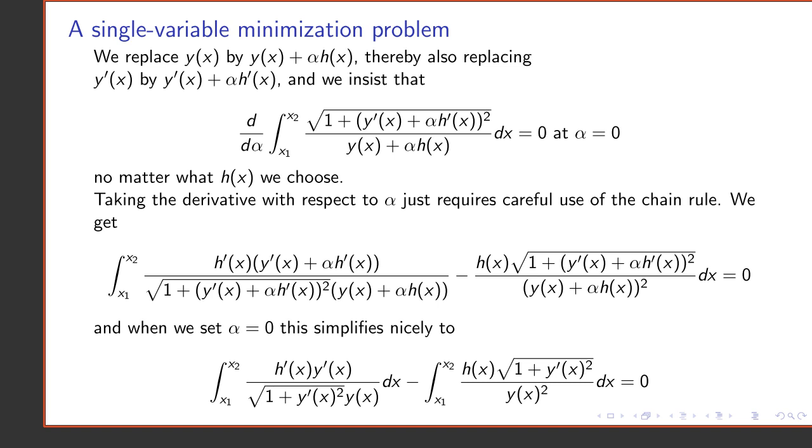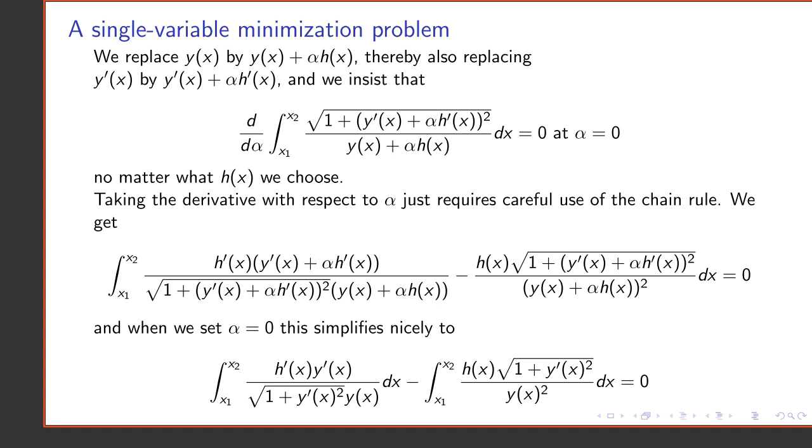We also have in the denominator a y plus alpha h. But we also have to take into account the fact that there's a dependence on alpha in the denominator. Again, we multiply by the factor that's in the numerator. We have to take the derivative of the denominator with respect to alpha, which gives us an h of x, and we have to change the exponent from -1 to -2.